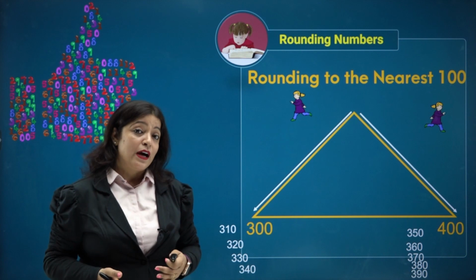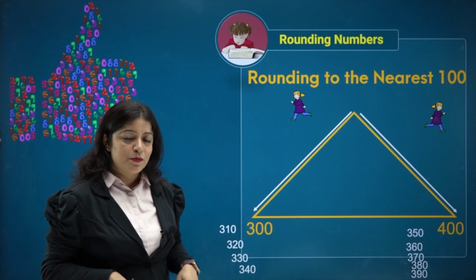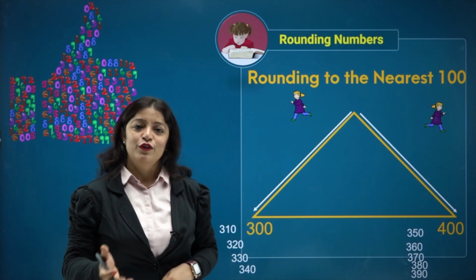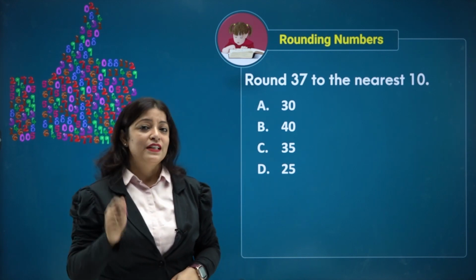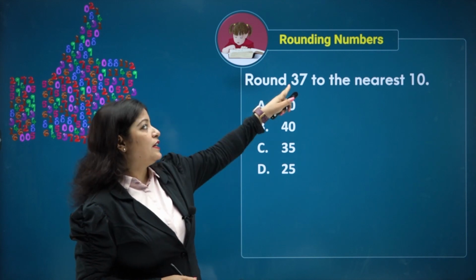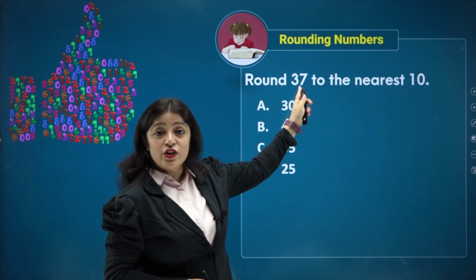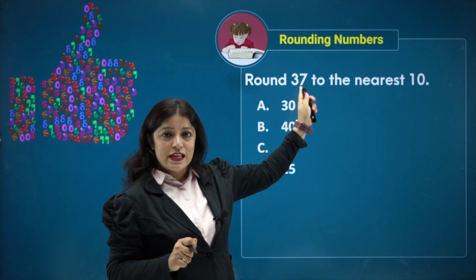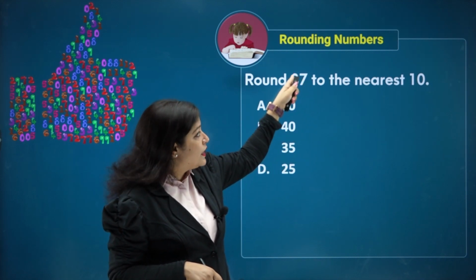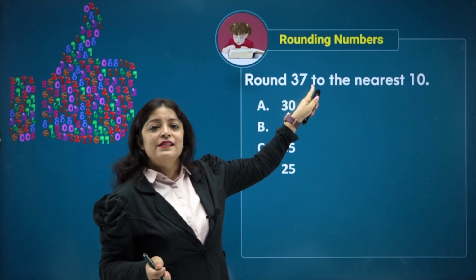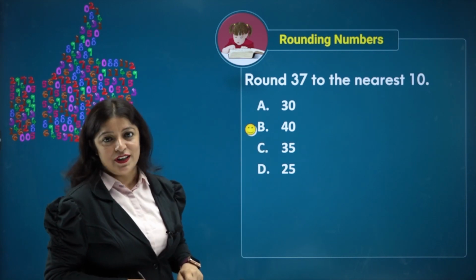Similarly, in the extension, it may be asked to find the sum or find the difference of the numbers. So first round off the numbers and then find the sum or the difference, whatever is asked in the question. Now the question here is: round 37 to the nearest 10. Nearest 10 means we will see the digit next to the tens place, that is 7. Now if the digit is 5 or greater than 5, yes or no? Yes, 7 is greater than 5. So we increase 3 by 1 and 7 will become 0. So the correct option is the number 40.